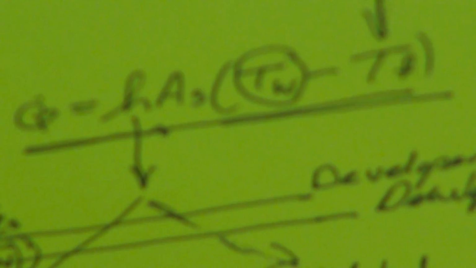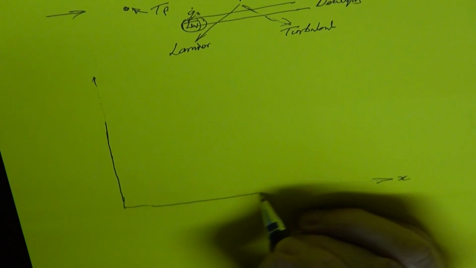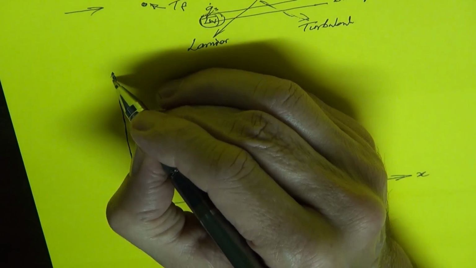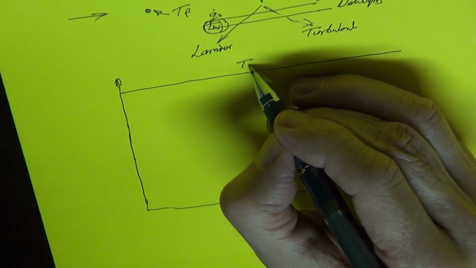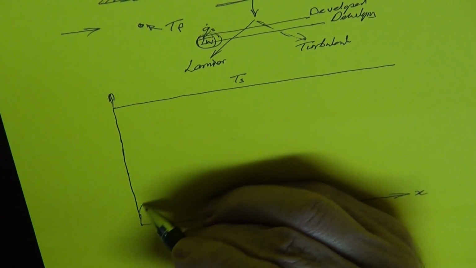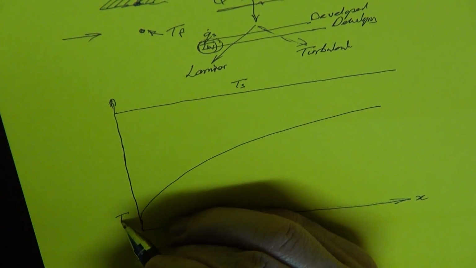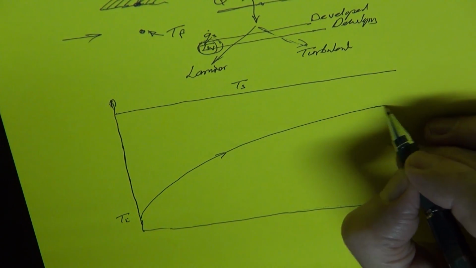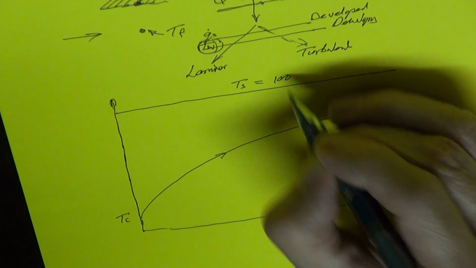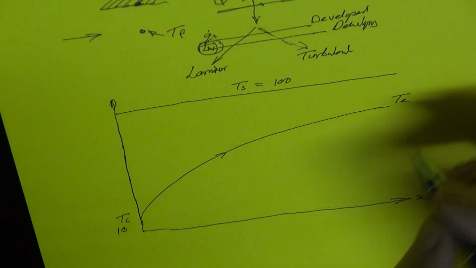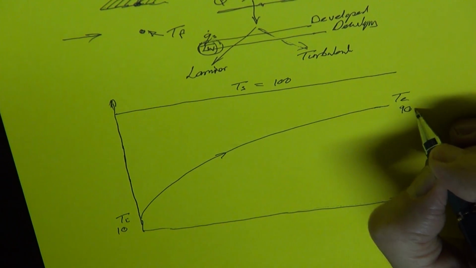So if we look schematically at this problem, again I'm going to plot as a function of x. Okay, there's x. And again, I'm going to plot that surface temperature there, where we have the inlet temperature of the water and the outlet temperature. And the surface temperature is 100, the inlet temperature is 10, and the outlet temperature is 90.